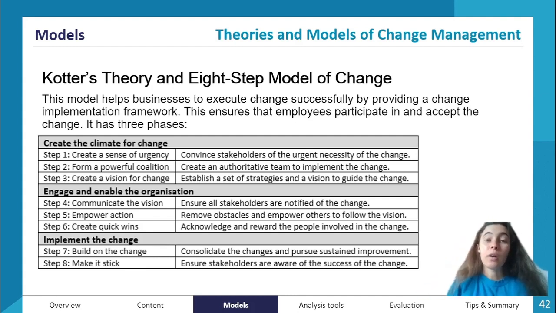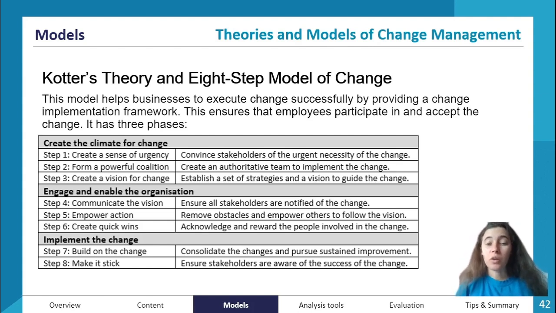And lastly, we've got implementing the change. So building the change, you want to consolidate the changes that have been made, continue to strive for improvement and make it stick, ensuring stakeholders are aware of the success of the change. So it's proving that you've met your goals.